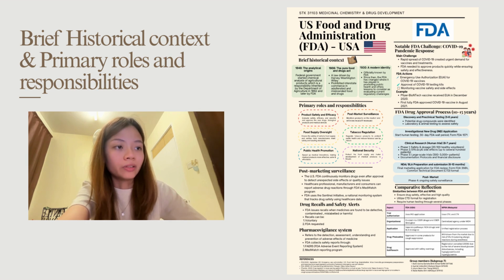Furthermore, in terms of tobacco regulation, the FDA regulates tobacco products to protect public health and reduce tobacco use by minors. Then, in public health promotion, the FDA speeds up medical innovations and makes medical products more effective, safer, and also affordable. Lastly, in national security, the FDA protects the food supply and fosters development of medical products to counter threats.